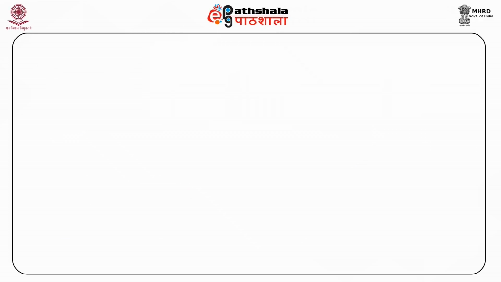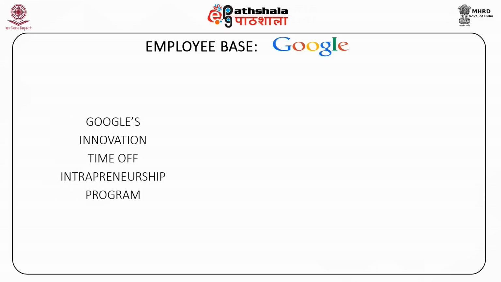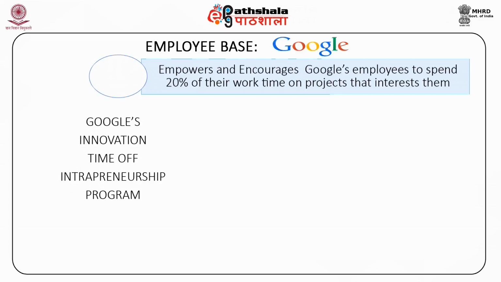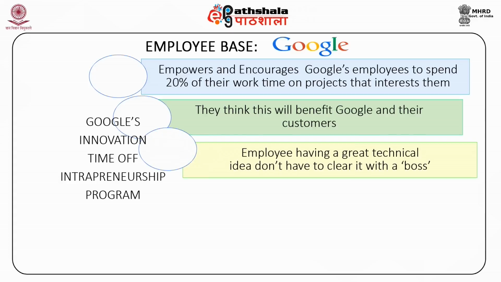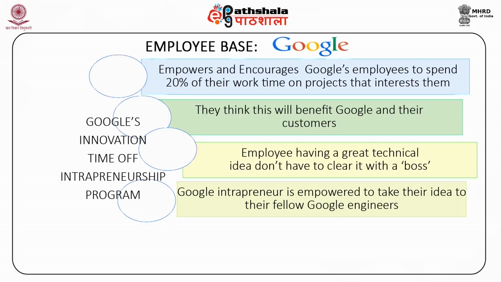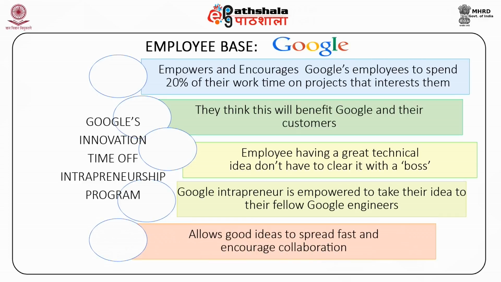One of the most successful examples of using the employee base is Google. Google's Innovation Time Off program empowers and encourages Google's employees to spend 20% of their time on work projects that interest them and they think will benefit Google and their customers. If an employee has a great technical idea, they don't have to clear it with a boss. Instead, a Google entrepreneur is empowered to take their idea to their fellow Google engineers. This program allows good ideas to spread fast and encourages collaboration.